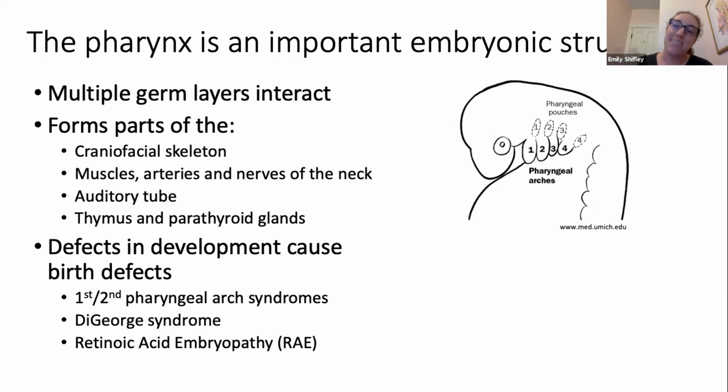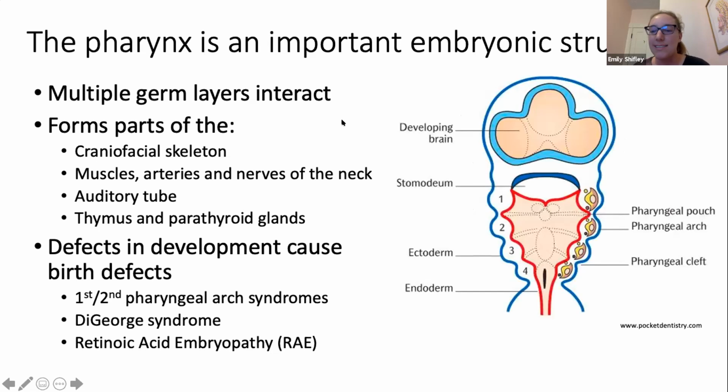And if the development doesn't proceed normally, that can cause different kinds of birth defects. So these are just a couple birth defects that are known to be caused by improper development of the pharynx. So we'd like to know how the pharynx normally develops, and that can help inform how to prevent these kinds of birth defects.